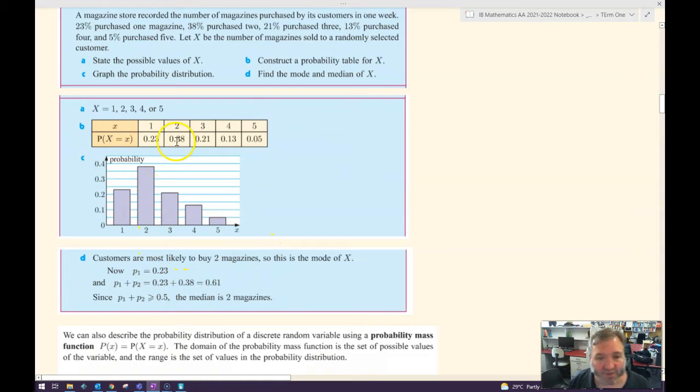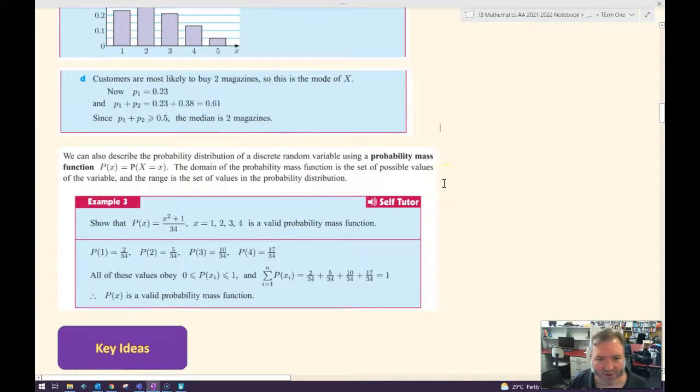The 50th percentile, if I want to find the median: 0.23 plus 0.38 gets me above 0.5, so the value that was at exactly 0.5 must have been 2, so 2 is going to be the median. The mode is also going to be 2 because you can see that that was the most likely occurrence. So customers are most likely, this is the mode, and then they talk about the median is also 2. Again, pretty straightforward. We've done that sort of thing before, nothing too controversial there.